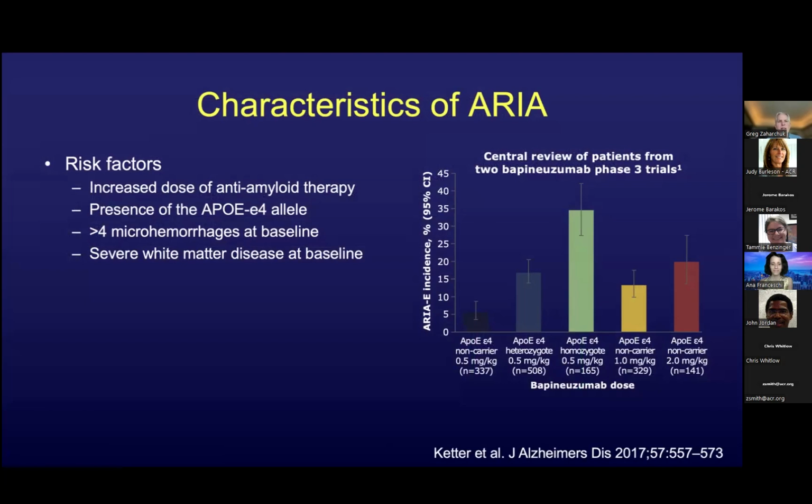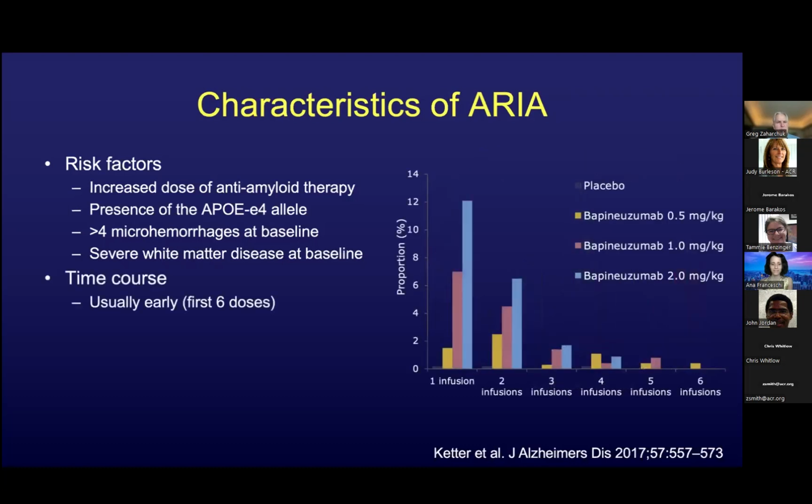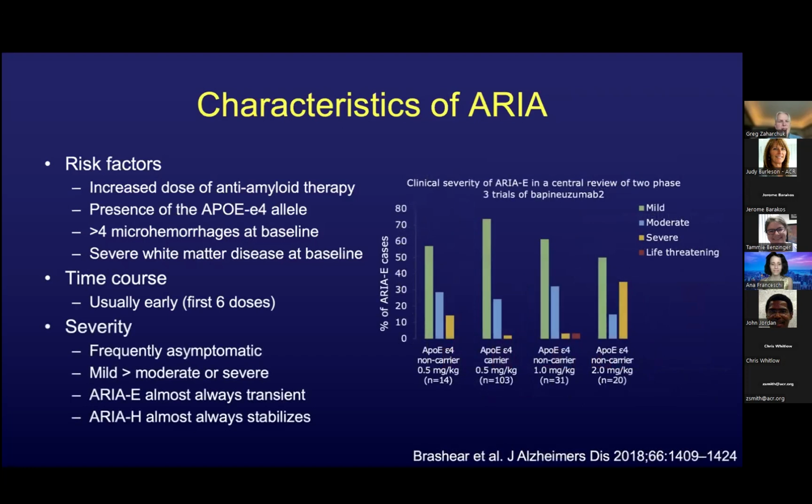Okay. Again, important to think about the risk factors. Increased dose obviously is a risk factor for ARIA. The presence of the ApoE4 allele. It turns out if you have greater than 4 microhemorrhages at baseline, you're at higher risk. And in our center, we don't treat these patients typically, or those with severe white matter disease at baseline. The time course, you should expect to see it in the first sets of infusions. So this is why the timing exists that I'll talk about in a few minutes. And then in terms of severity, it is remarkable that this is frequently asymptomatic because the brain imaging is often quite impressive.